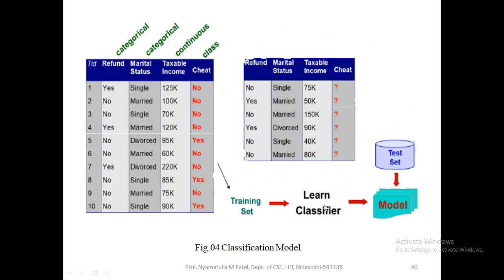Now, here I have a learning classification algorithm. This is the model. Now, this is a test set: refund status no, marital status single, taxable income 75. To which class does it belong, whether cheat is equal to no or yes, has to be predicted by this classification model.